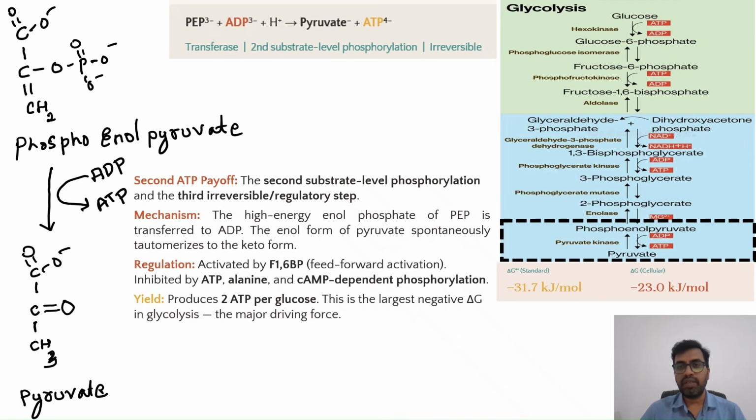Now when we see the net output of ATP, we have to subtract the 2 ATP which are utilized in the preparatory phase. Because of that, there will be only 2 ATP here and 1 NADH.